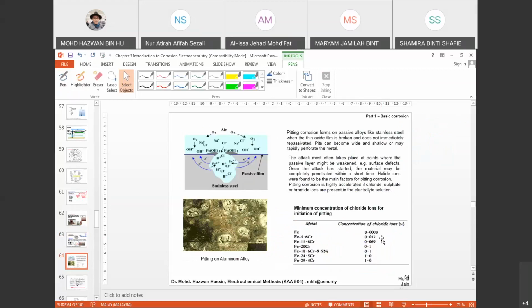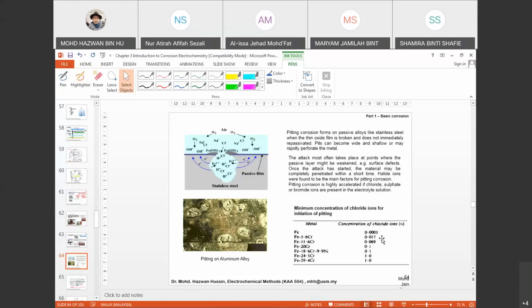Pitting corrosion forms in passive alloys like stainless steel when the thin oxide layer is broken and does not immediately repassivate. Pits can become wide and shallow, or may rapidly perforate the metal. The most often attack takes place at points where the passive layer might be weakened, and if you have a surface defect, for example a scratch, this can actually trigger pitting corrosion.